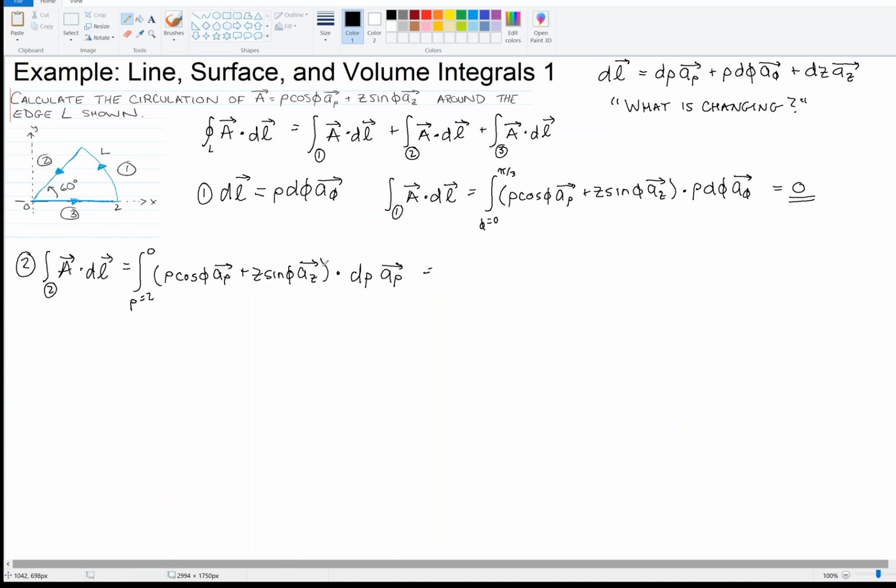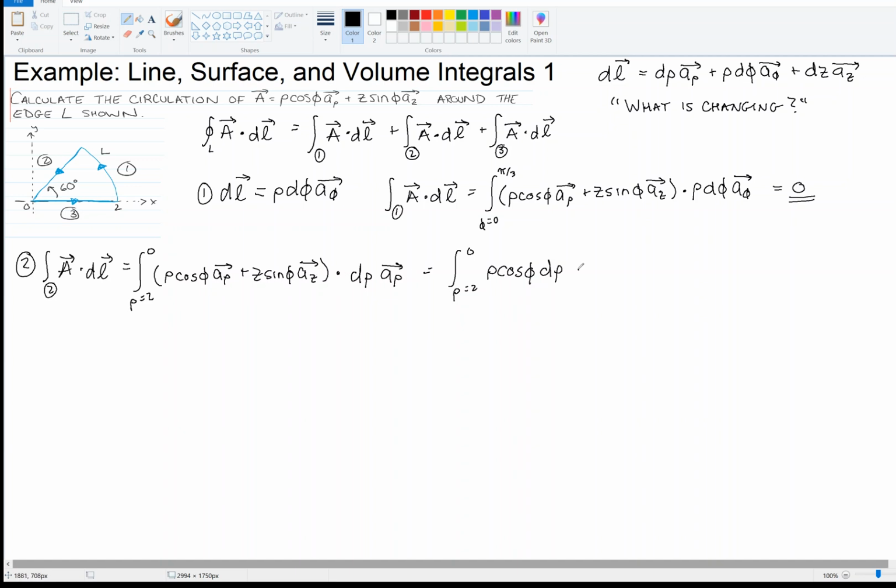Okay, so now I distribute that in. When I distribute that into the a_z component, those two are orthogonal, and so they make 0. But when I distribute it into the a_rho component, those are parallel, and a_rho dotted with a_rho is just 1. So this becomes the integral over rho from 2 to 0 of rho cosine phi d rho. Again, where did the a_rhos go? Well, a_rho dotted with a_rho is 1, so they're gone. a_z dotted with a_rho is 0 because they're orthogonal.